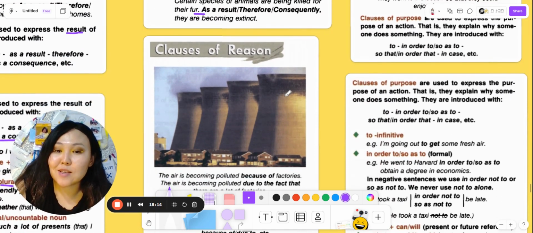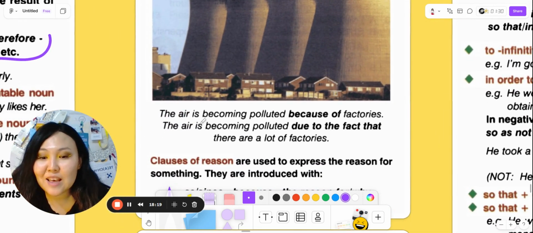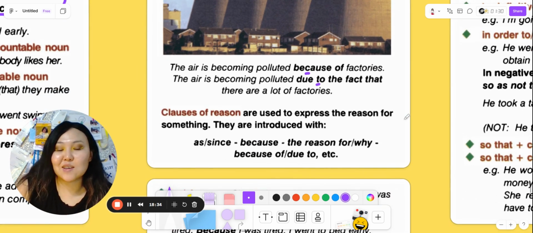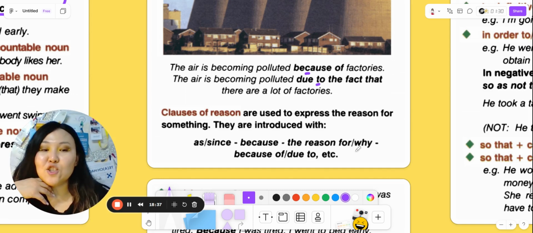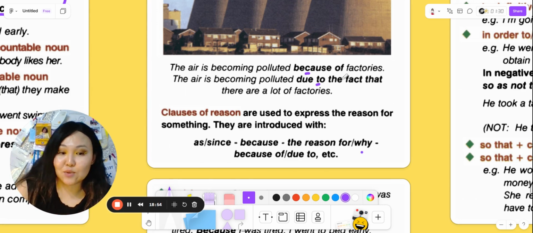Next one is clauses of reason. And we are going to start with examples as usual. The air is becoming polluted because of factories. The air is becoming polluted due to the fact that there are a lot of factories. So we can see the things we can introduce our clause with. Clauses of reason are used to express the reason for something. They are introduced with as, since, because, the reason for, the reason why, because of, due to, etc.